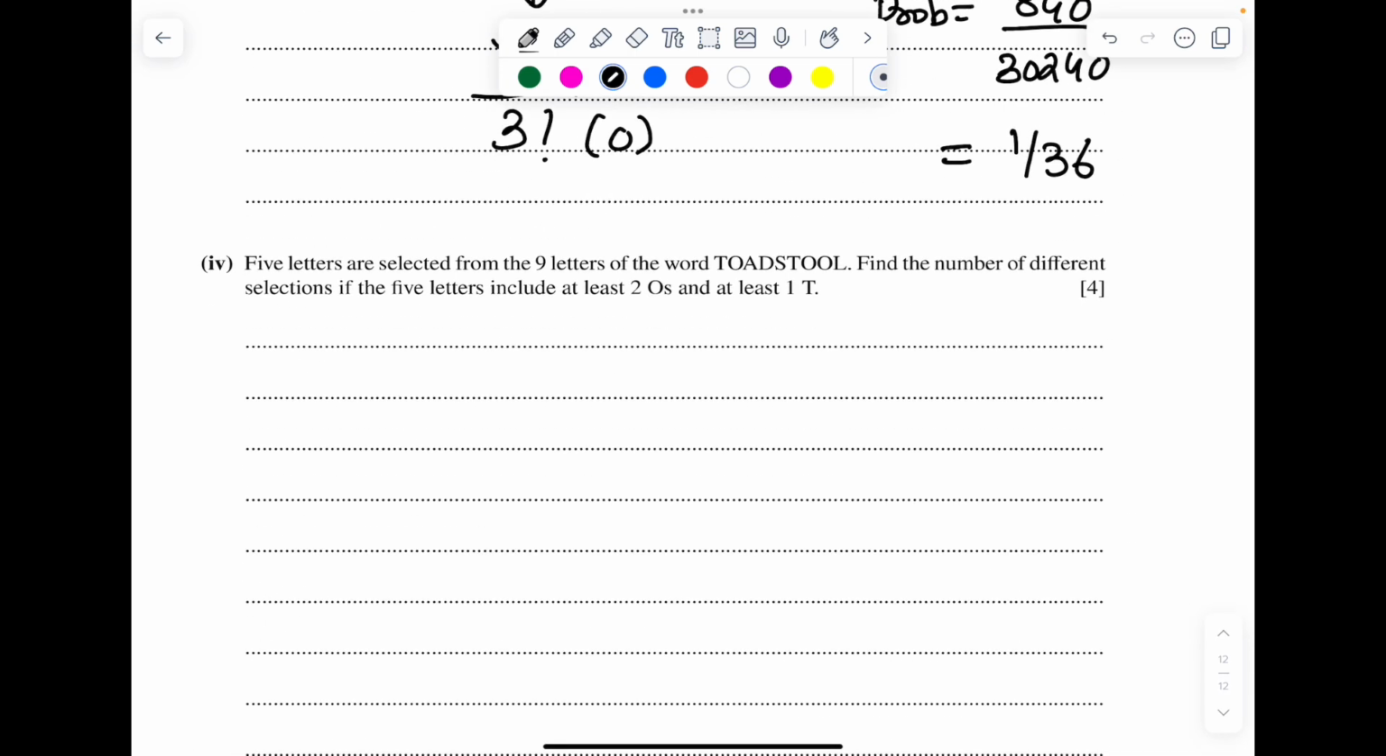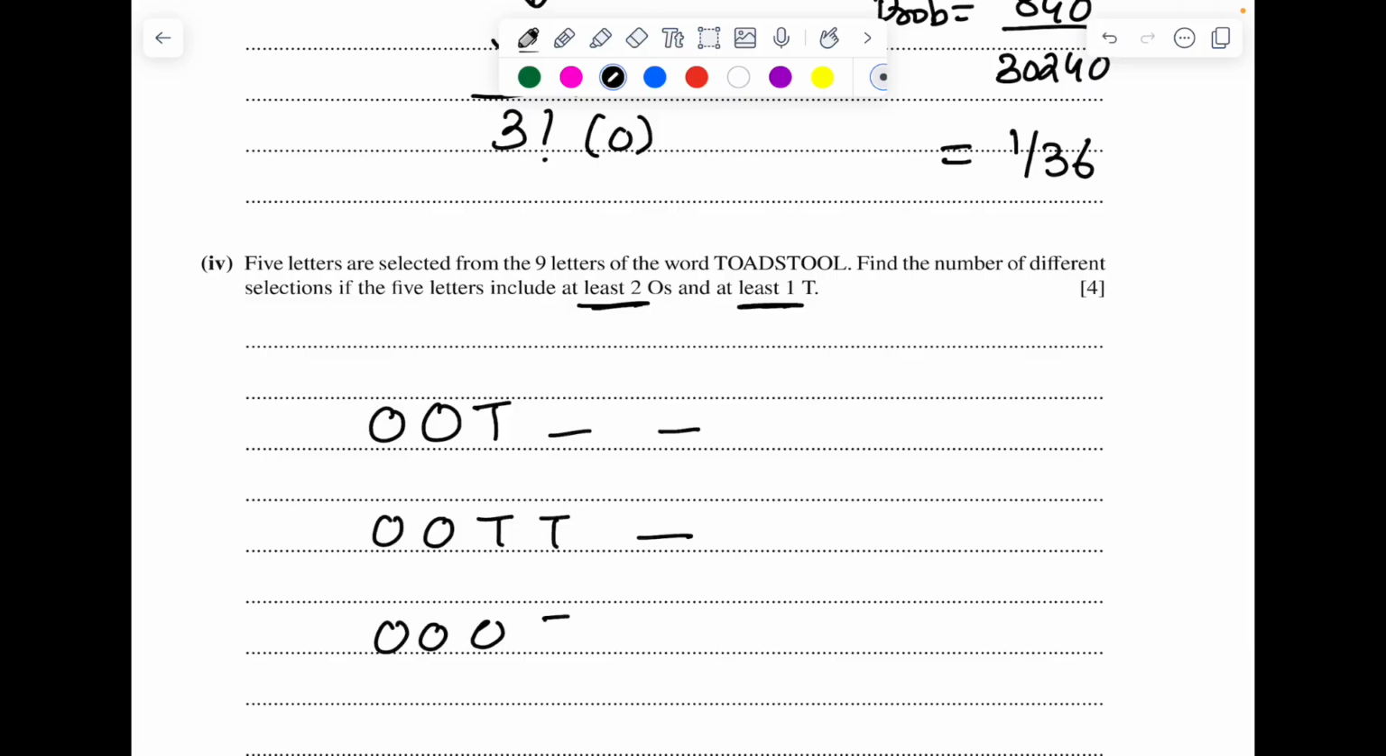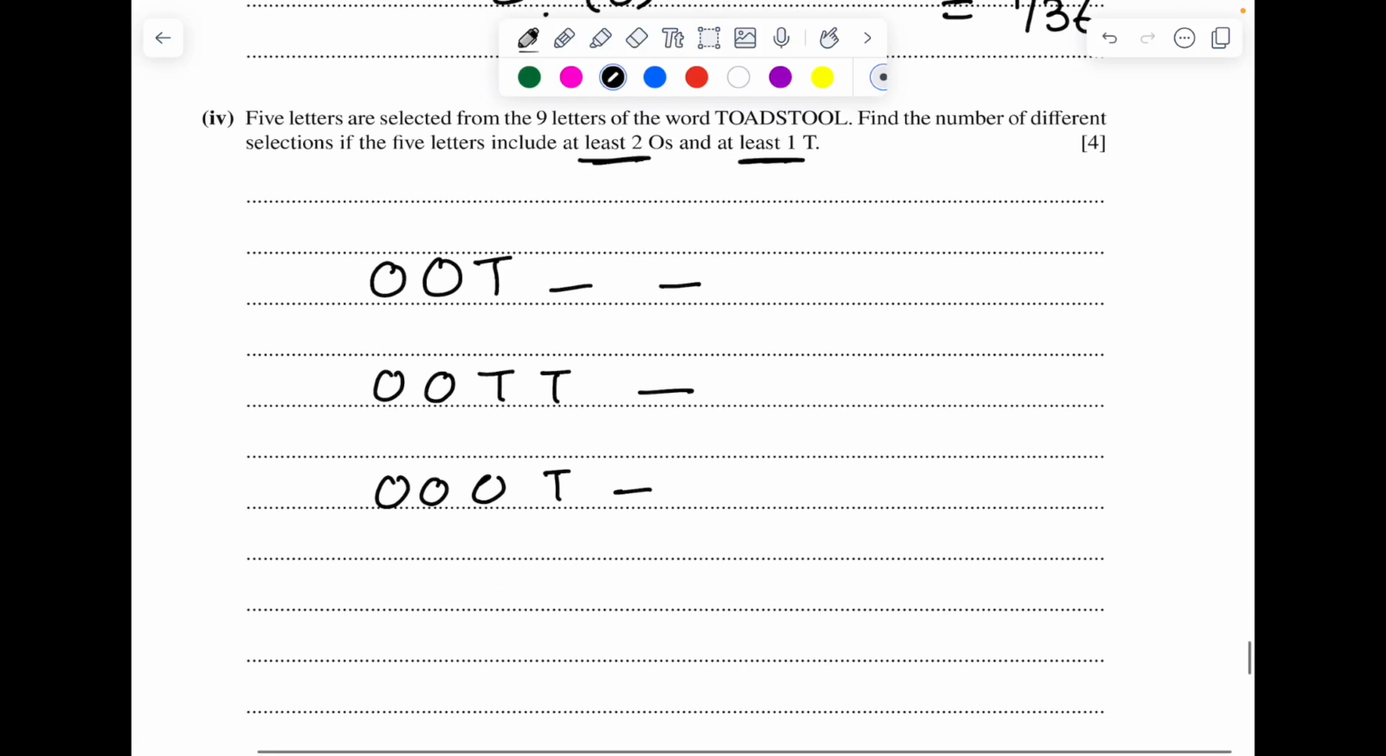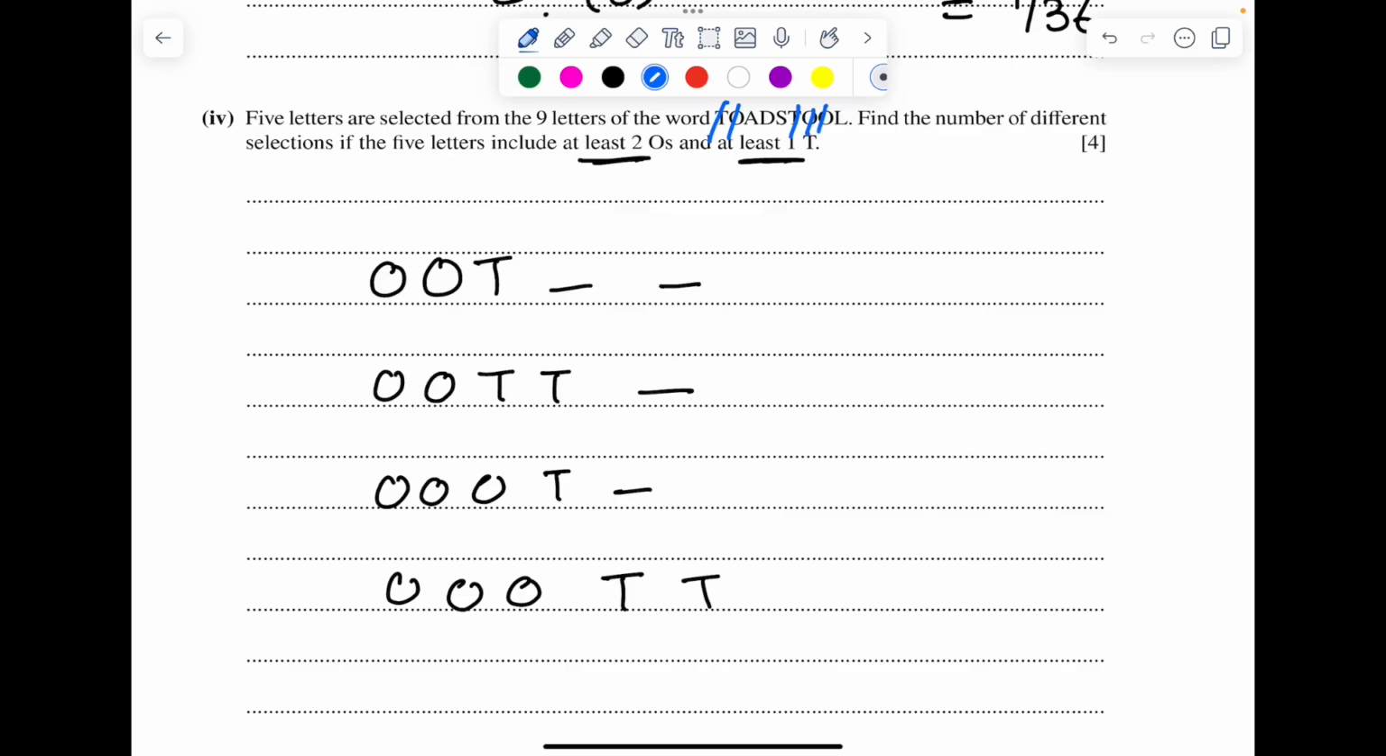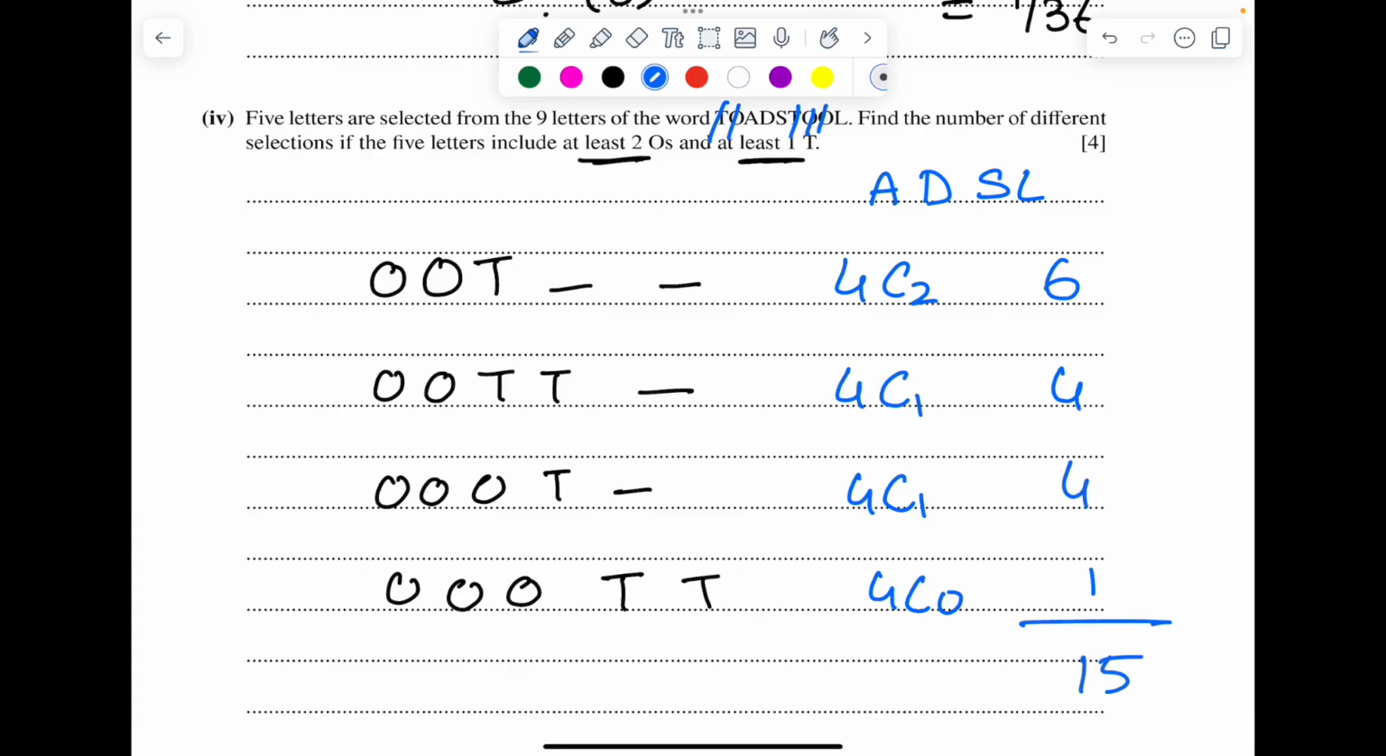5 letters are selected from this. Find the number of different selections of 5 letters, including at least 2 O's and 1 T. 2 O's, 1 T. 2 O's can be with 2 T's. 3 O's and 1 T, then 3 O's and 2 T's. So now T's are over, O's are over. How many am I left with? A, D, S, L, which is 4. 4C2, this is 4C1, this is also 4C1, this is 4C0. So this is going to be 6, 4, 4, 1. So 15 ways is going to be the answer.